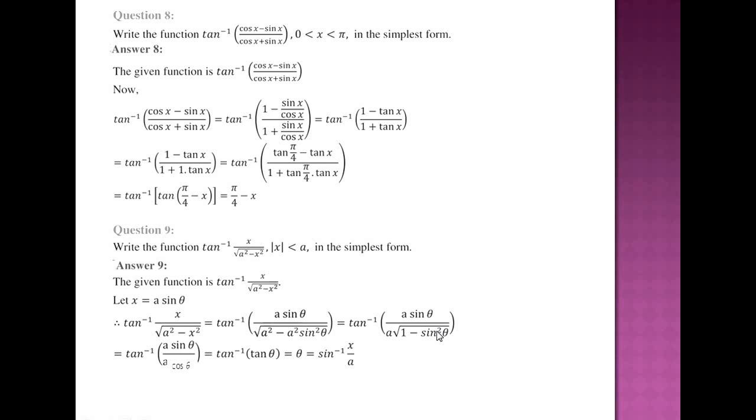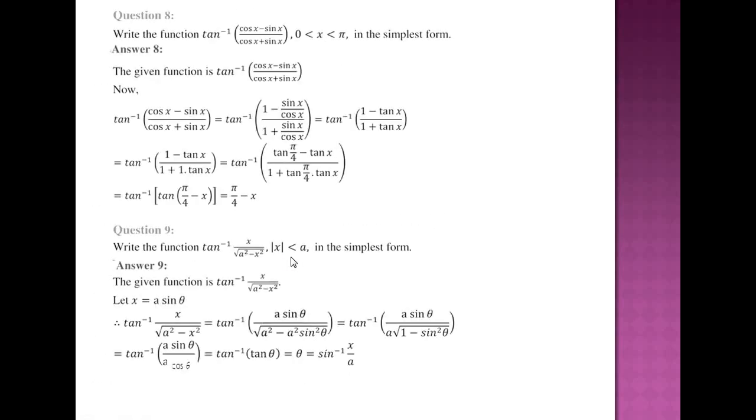Now you know very well that 1 minus sine square theta is nothing but cos square theta, and root of cos square theta is your cos theta. So you are left with a sine theta upon a cos theta. A gets cancelled, sine theta by cos theta is your tan theta. Tan inverse tan nullifies, you are left with theta. But what did you initially take? You took x equal to a sine theta. So sine theta will be x by a, but I need to find the value of theta. So it will become sine inverse of x by a. This is how it has come.